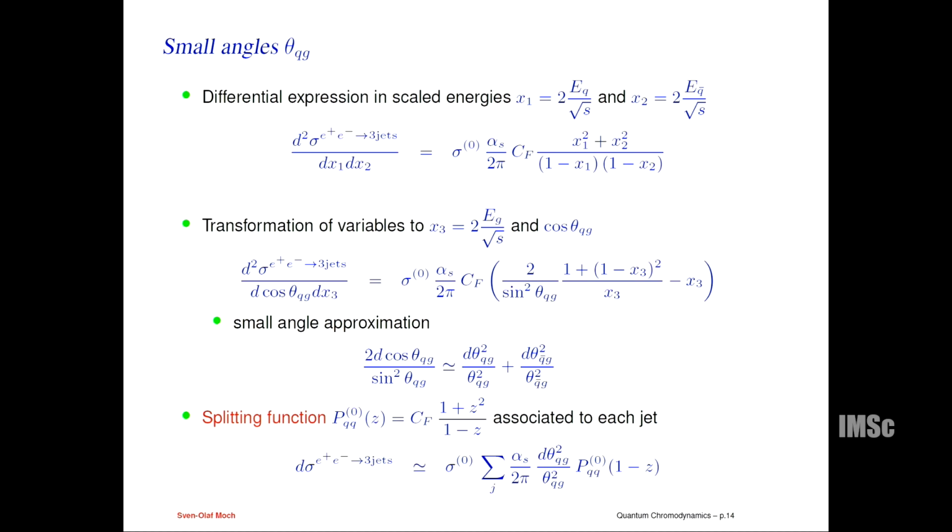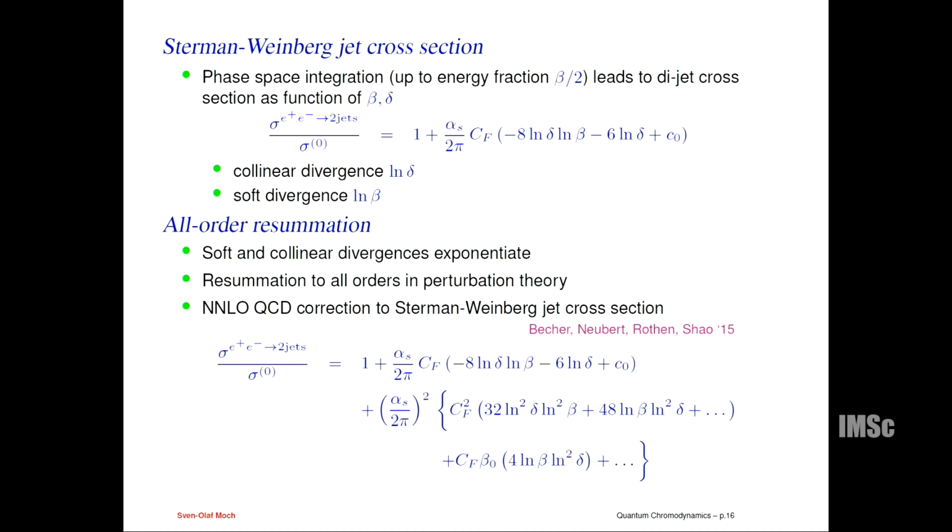We can take our cross-section in whatever form we have it, either as dx1, dx2, or in terms of cosine theta and the x3 variable, and we can integrate it over the whole phase space with a Sterman-Weinberg cut. So we want to integrate it such that we look at the two-jet rate for events which have a small energy fraction beta in some small cone with a parameter delta. Then integrating this and dividing out the Born cross-section, you get a simple result at NLO.